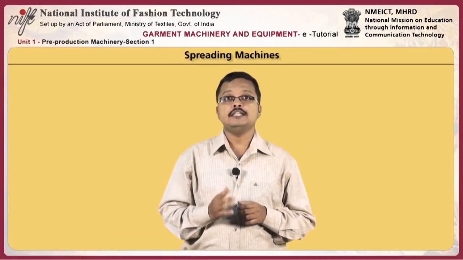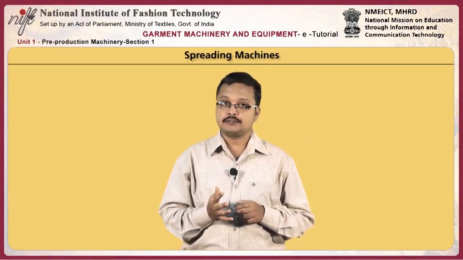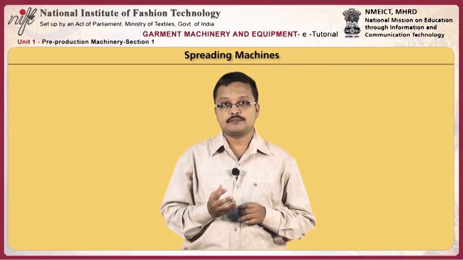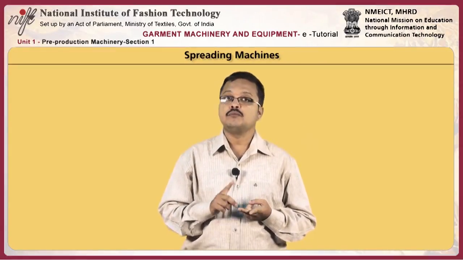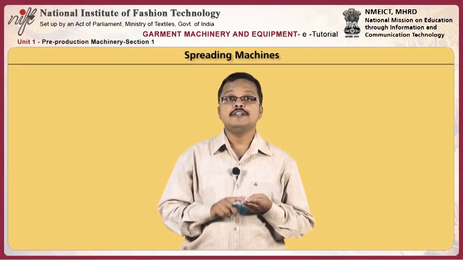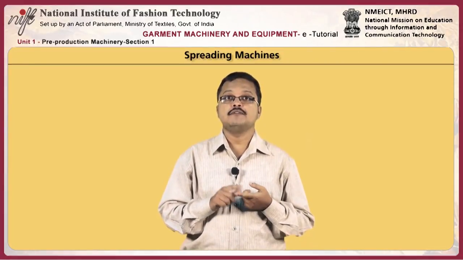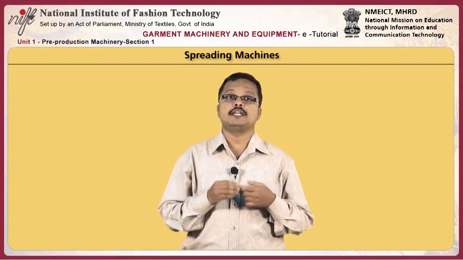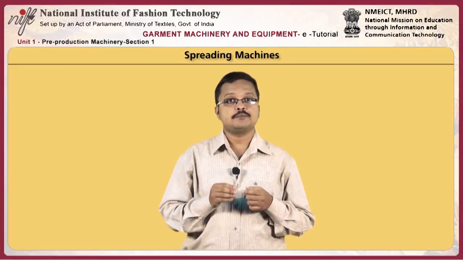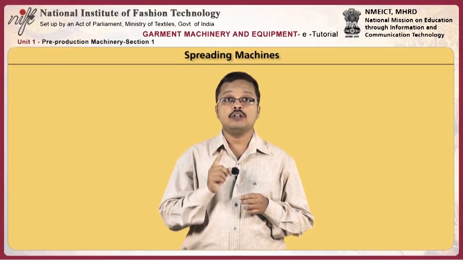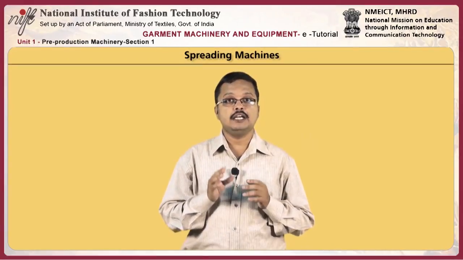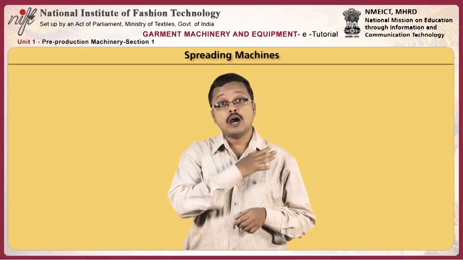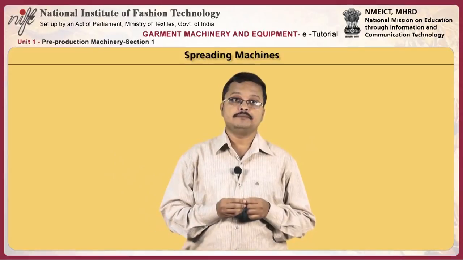Now, let's move on to the spreading machines. Spreading machines are of various types: stationary, portable, or fixed and traveling machines, which are of manual, semi-automatic, and automatic types. Stationary spreading remains in one position, that is at the end of the table, while traveling machines move along the length of the table.